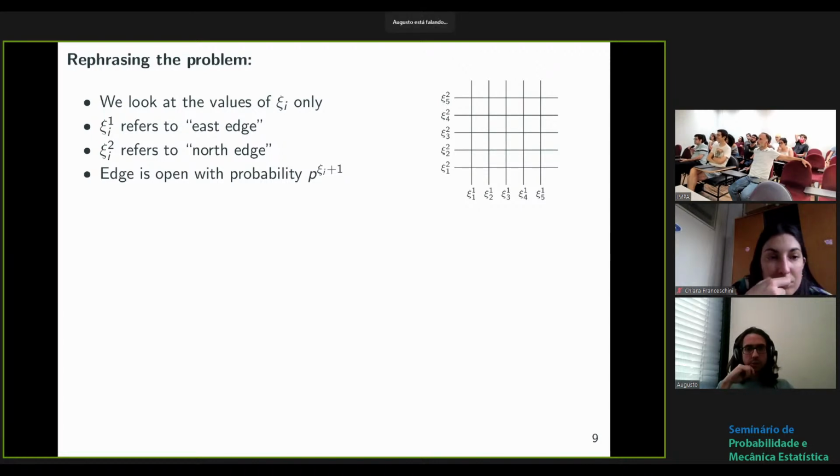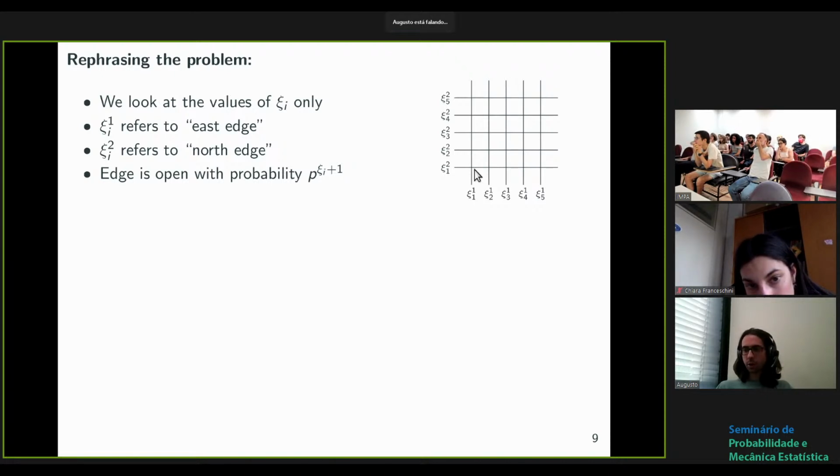Okay, so let's rephrase the model. What I'm going to say here is perfectly equivalent to what I said before. We are going to assume those geometrics can have value 0, so now we have to sum 1 on them. Otherwise, it would be probability 1, right? If they were 0. So we are going to treat exactly the square lattice, not the stretched version.